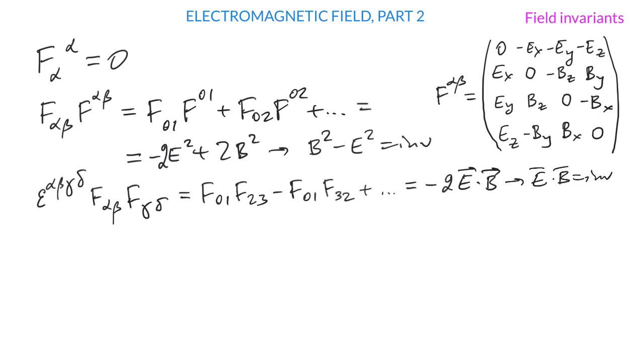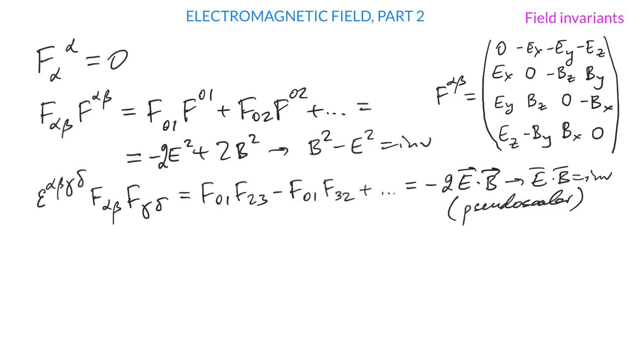Notice that E dot B is actually not a scalar, but a pseudoscalar. Whenever we form combinations involving the epsilon tensor, we get something pseudo. It's a pseudoscalar in the sense that it changes sign under spatial inversion. Indeed, B is an axial vector and E is a polar vector, so their dot product changes sign under inversion. And E dot B is also odd under time reversal.